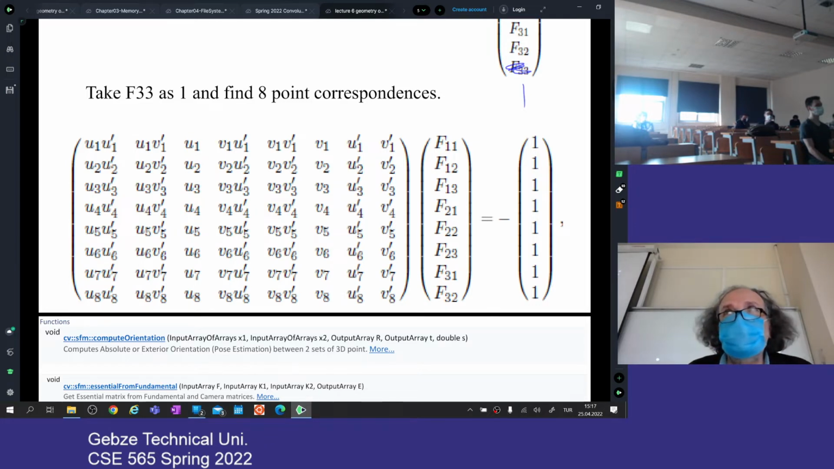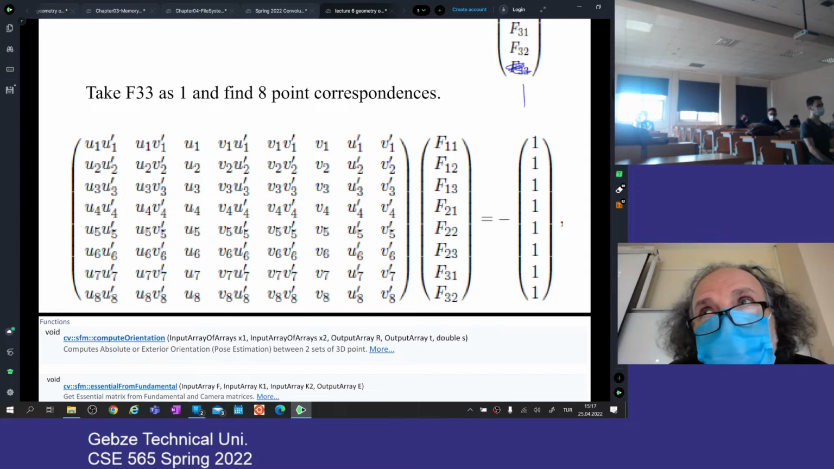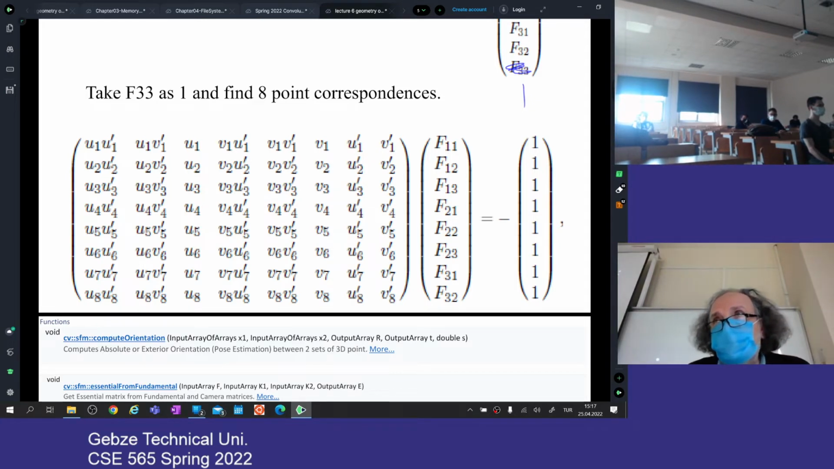Yes. Where do we use Epipolar Geometry specifically? Where do we use the fundamental matrix?